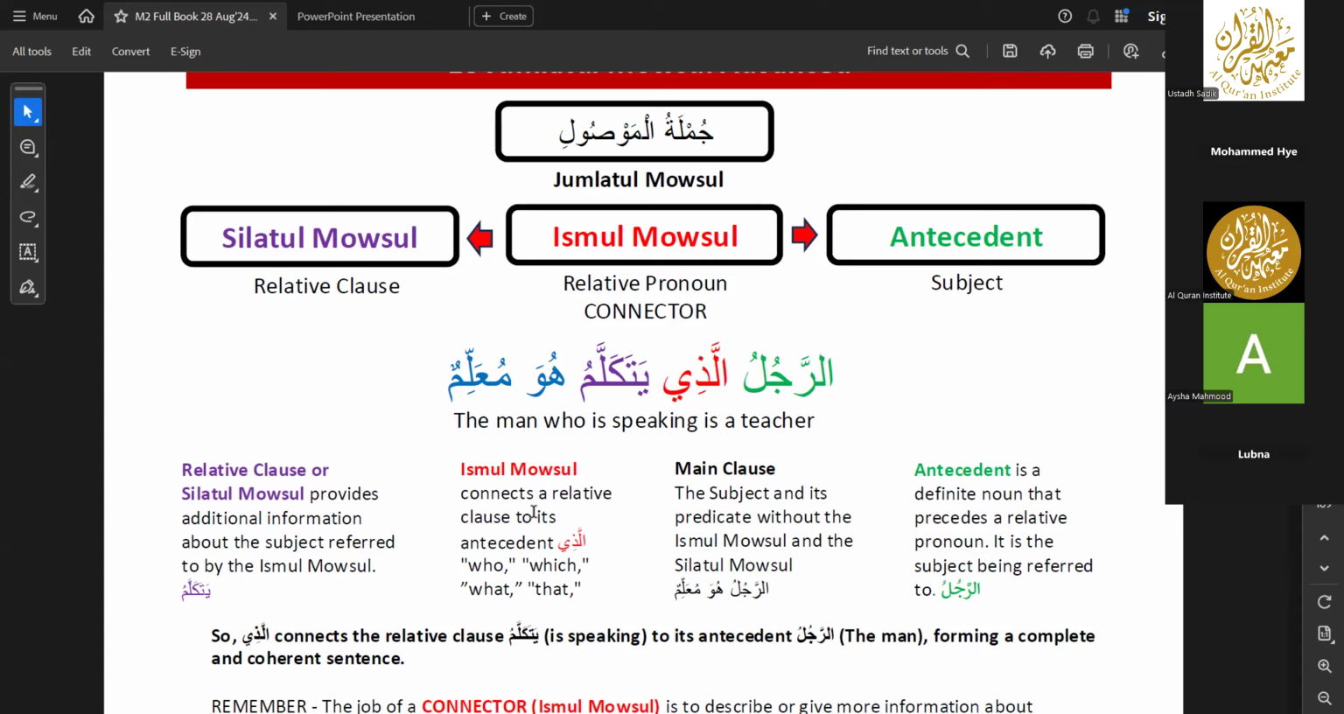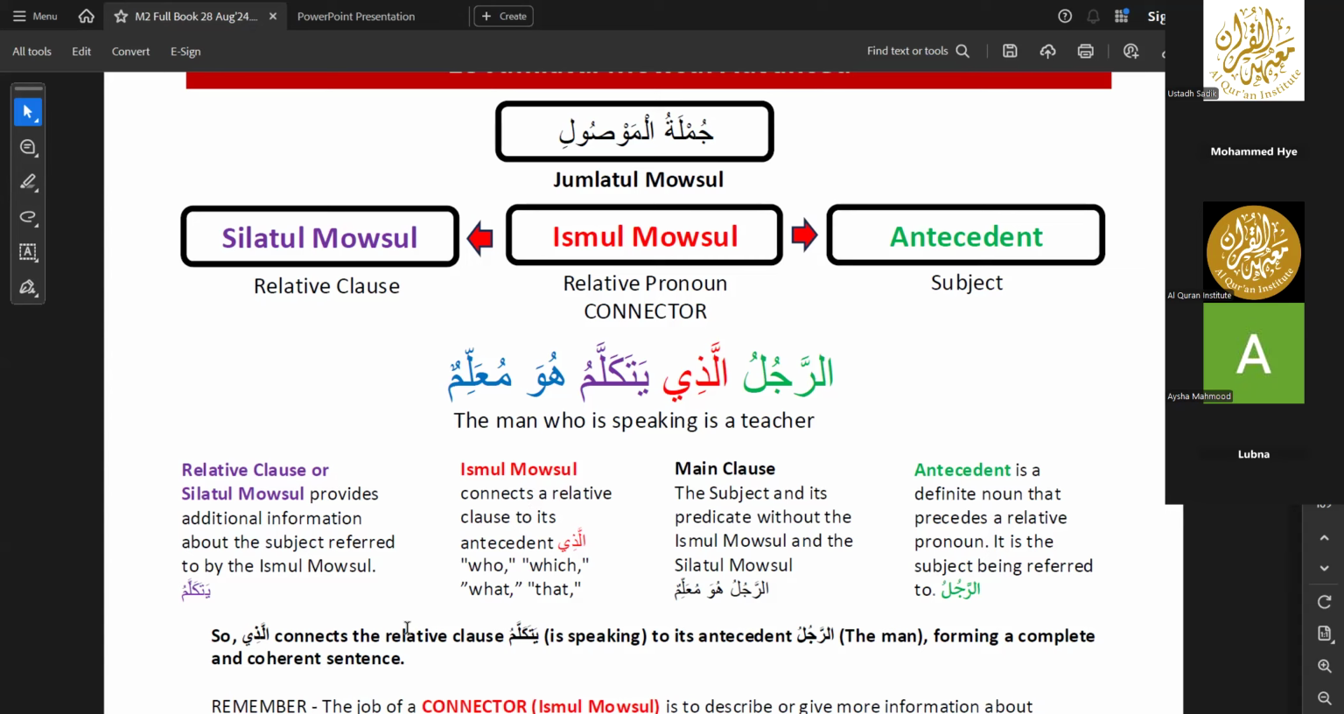And the main clause is the subject and its predicate without the ism mawsul. So when we say the main clause, what we mean by that is the basic structure of Jumlatul ismiyah. So ar-rajulu huwa muallimun is the main clause. Because something has been added, we have additional information. Just point to the word is.